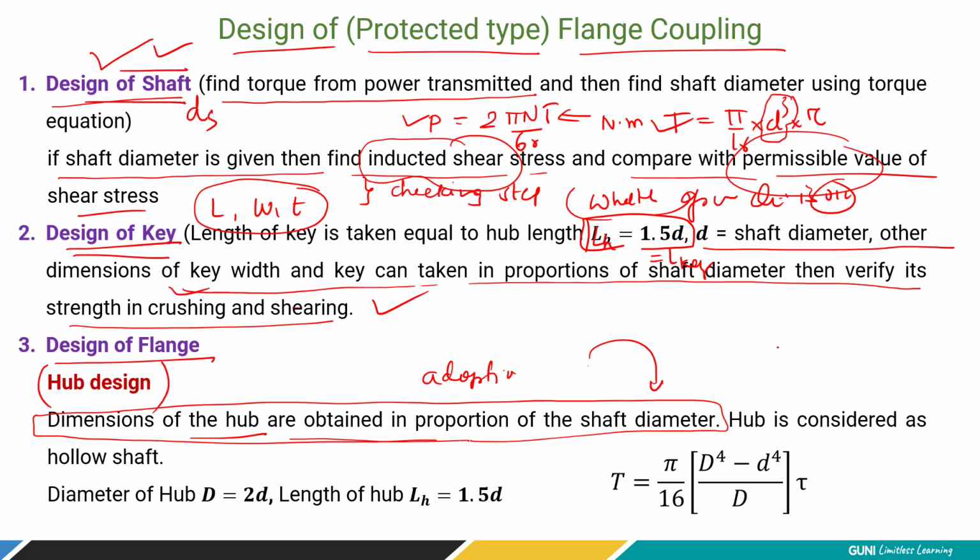And then we are going to verify the shear stress induced. Here hub is considered as a hollow shaft as usual, or you can say simply consider like a muff coupling, which is also considered as a hollow shaft, right? Now here the diameter of hub is taken as 2 times shaft diameter. This is the proportion we are going to adopt. Let's say your shaft diameter is 50 millimeter. Then the hub diameter will be equal to 100 millimeter, right?